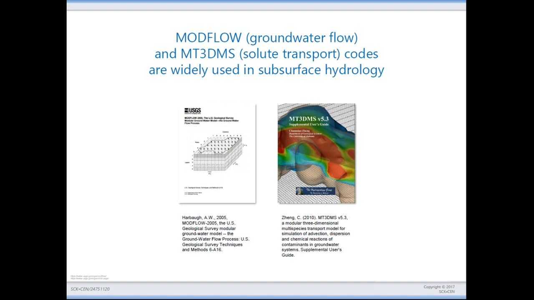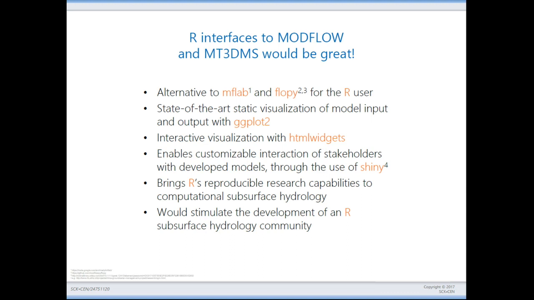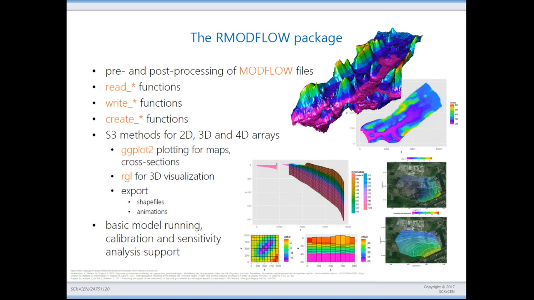So luckily we have some widely used open source codes for groundwater flow and solute transport modeling available. ModFlow is developed at USGS, MT3D-MS is developed at the University of Alabama. So R interfaces to these two numerical codes would be great. Similar things exist for MATLAB and Python, but given the potential of R, such interfaces would be very interesting. I'm sure you all agree with me on that.